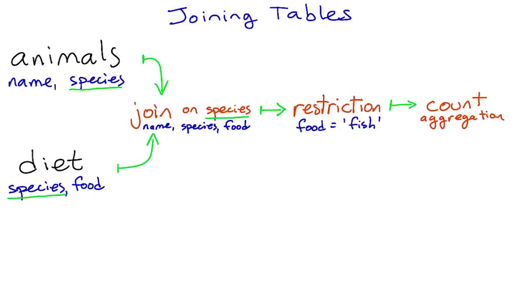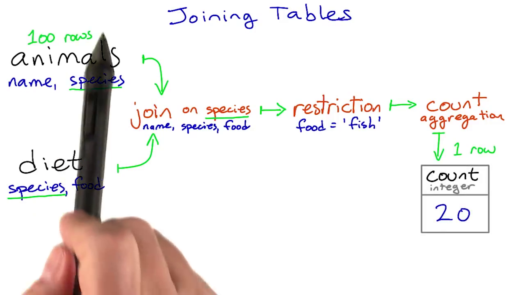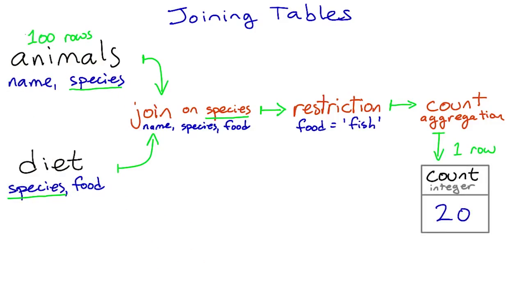Something to think about. How many rows will be in each of these tables? Just as the tables are related to each other, so too are the row counts. Let's imagine that we have 100 animals in the zoo, and that the final answer that we get from our query is that 20 of them eat fish.